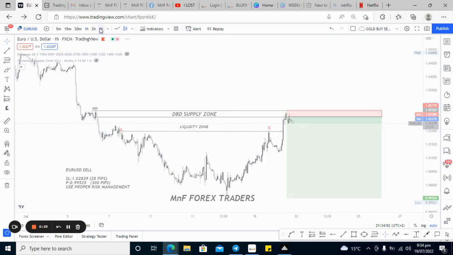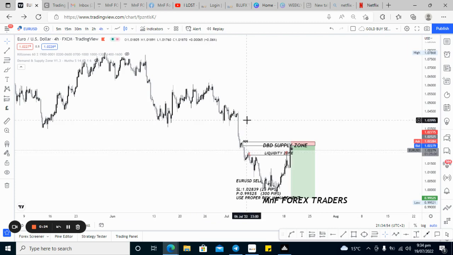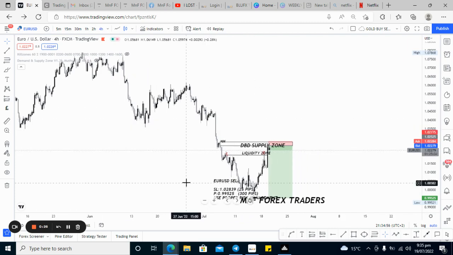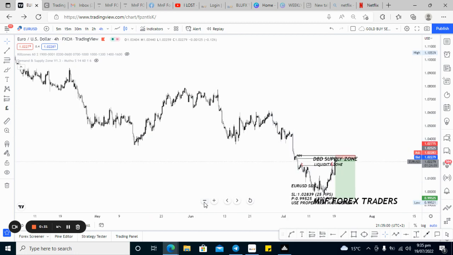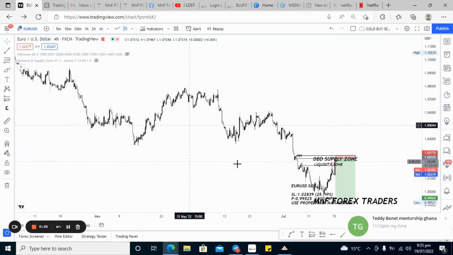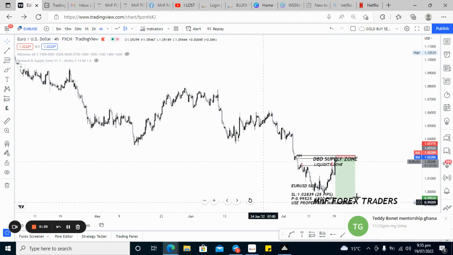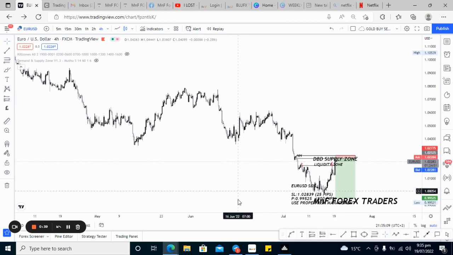So if you go to your 4 hour time frame, you're going to realize that the market is already in a downtrend, right? If you zoom out, you realize that the dollar has been dominating for some time now, right? Therefore, we are only looking for sales on EURUSD.